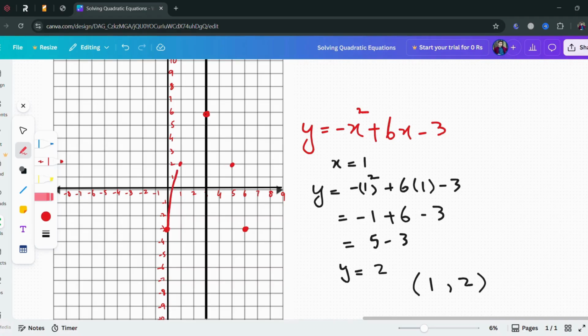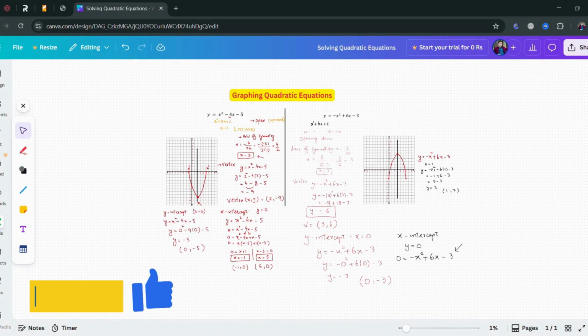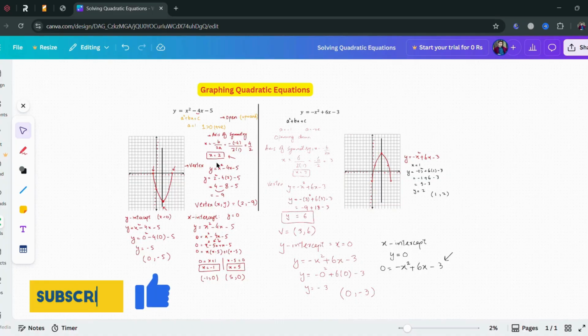By this way, I will combine the graph, and this is the parabola that I got for it. So this is how we solve our quadratic equation using the graphical method. Hope you understood the whole lecture.